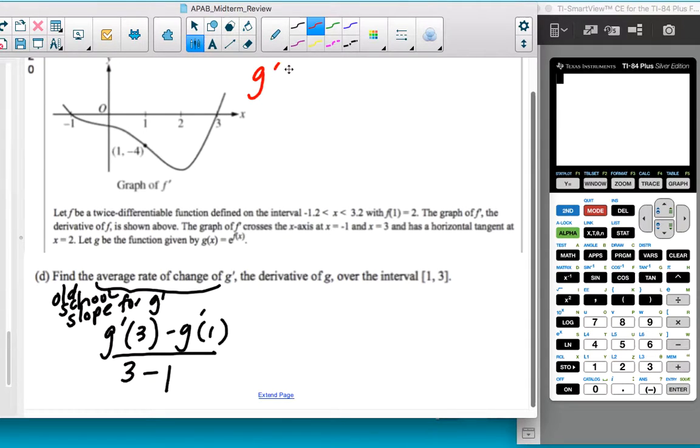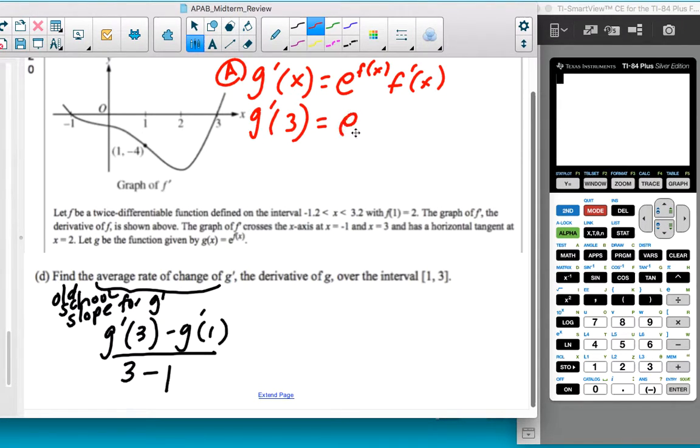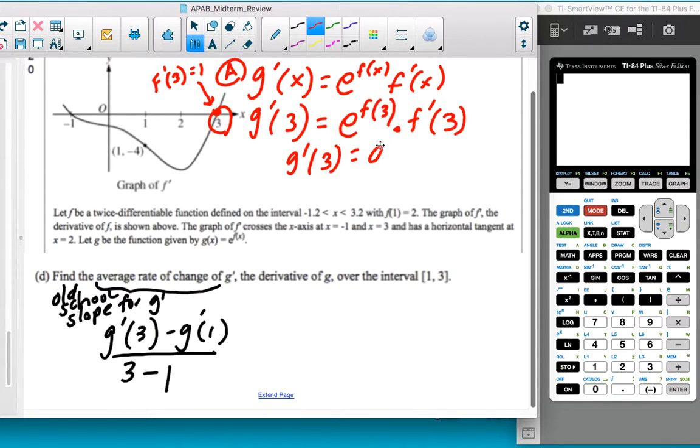So we've already established from a previous problem, I think from part A, that G prime of x was e to the f of x times f prime of x. So G prime of 3 is going to be e to the f of 3, which we'll deal with in a sec, times f prime of 3. Well, f prime of 3 is definitely a 0, because remember that f prime is the y values on this graph. And so this y value is definitely a 0. So G prime of 3 is definitely a 0.